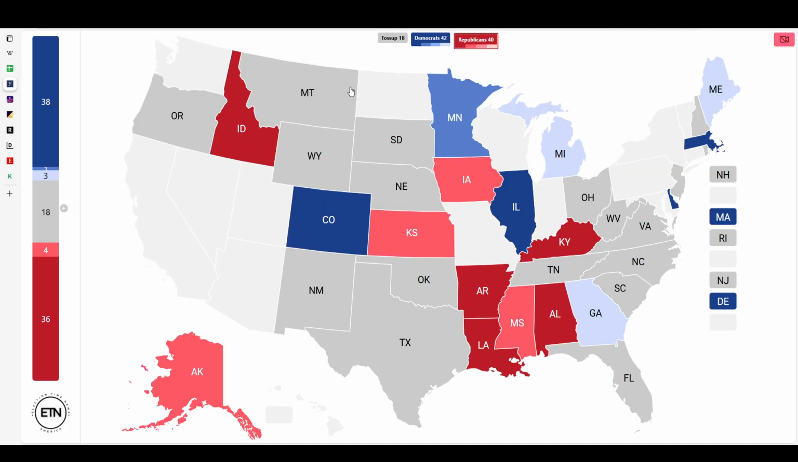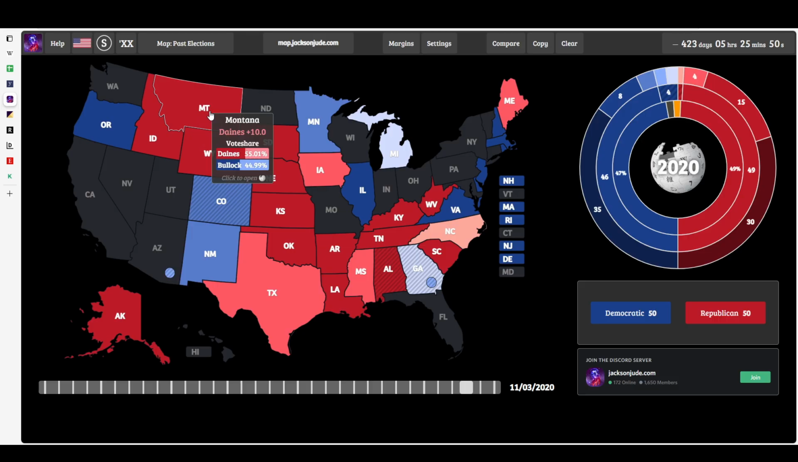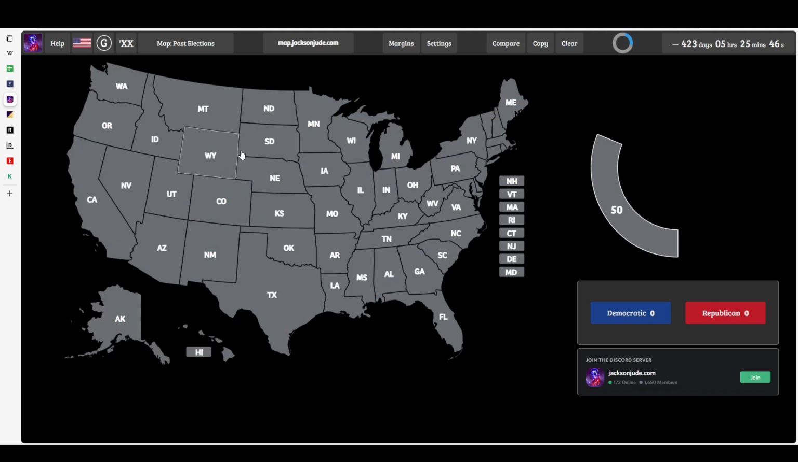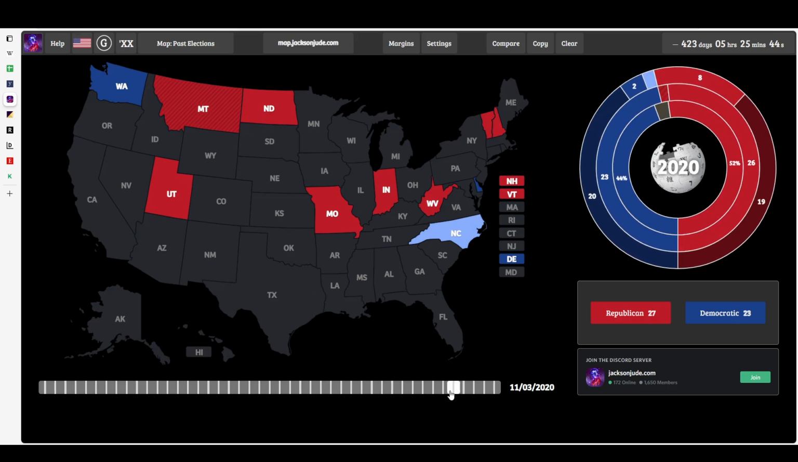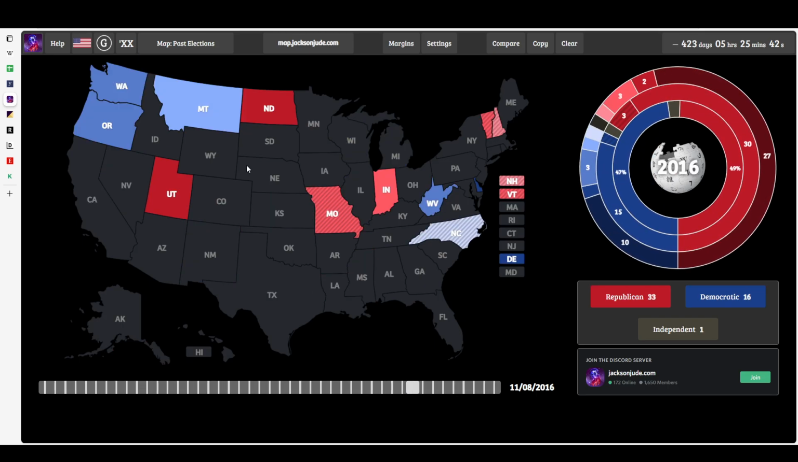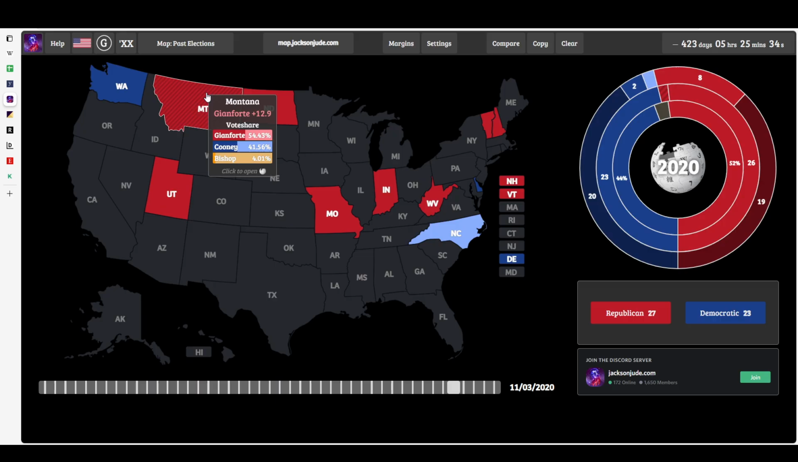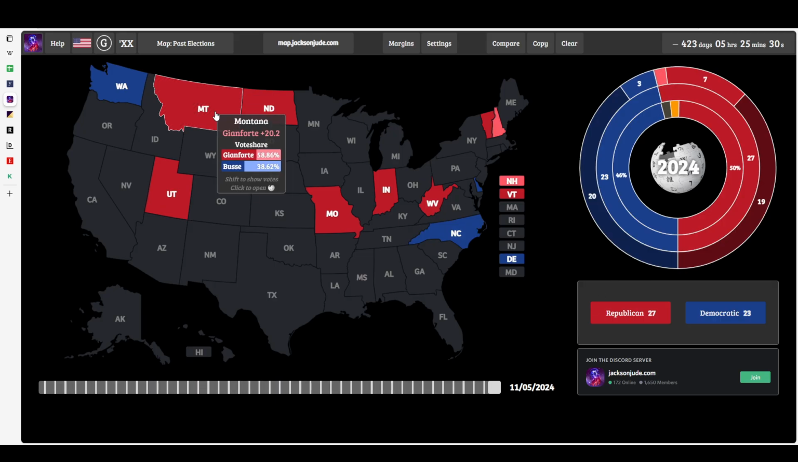Montana, 14.9. The reason it was so close, won by 10.02, was because Steve Bullock was a popular incumbent governor in the state of Montana. He last won re-election against current governor Greg Gianforte in 2016. He was term limited, and then in 2020, Gianforte easily won election to his first term, and in 2024, he got re-elected by 20 points.